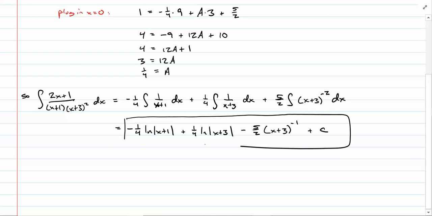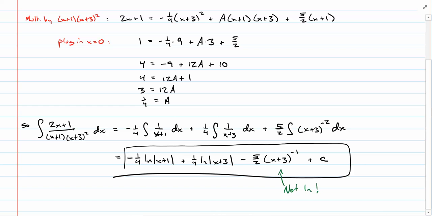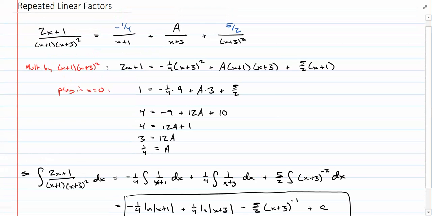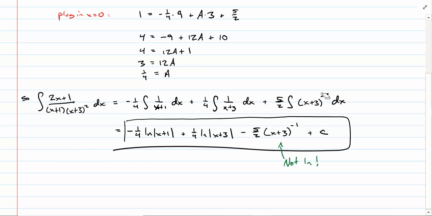It is very important to realize that this last term here is not a natural log. You get really used to getting natural logs for your answers when you're doing partial fractions. You do get a lot of them, but you do have to be careful because if you're integrating a factor where the denominator is squared, this integral is not going to be a natural log. What you want to do is rewrite it as the negative 2 power and then integrate it using the power rule.